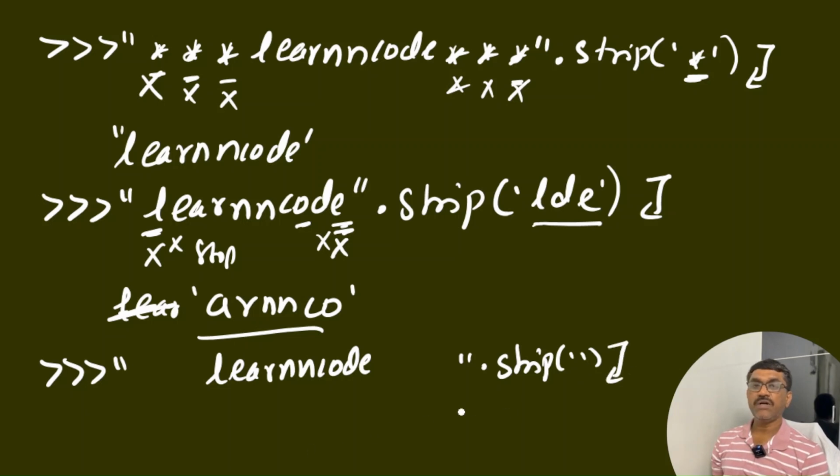When you press enter, what happened? We are going to get the string as is: learn and code with 3 leading spaces and 3 trailing spaces, displayed in single quotes. As it is, the string will be displayed. The spaces will not be removed. Why? Because here we are not mentioning at least one space. If there were no single quotes here, then these leading 3 spaces and trailing 3 spaces would be removed. But when you mention the single quotes without mentioning any space, then the string will be printed as it is. This is very, very important.